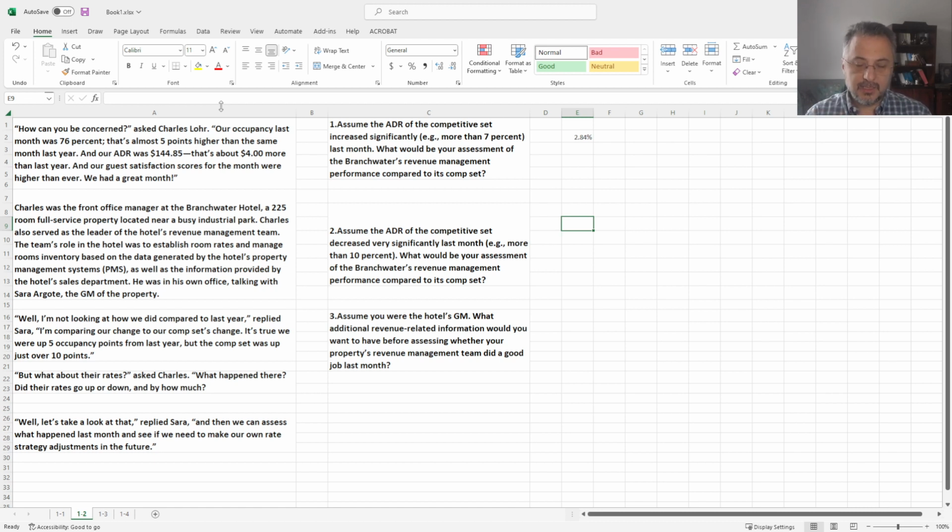Now, this is interesting, right? Their ADR is much less, which is in this case 10%. Then you might think that their occupancy increased more than yours did because they lowered their prices, right? So in that case, your property is doing better.